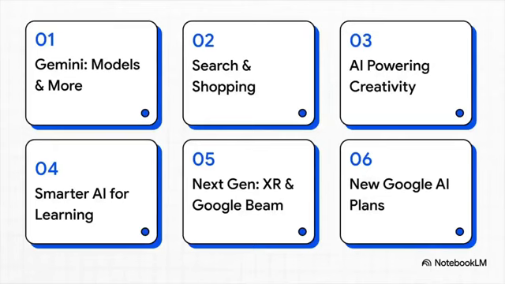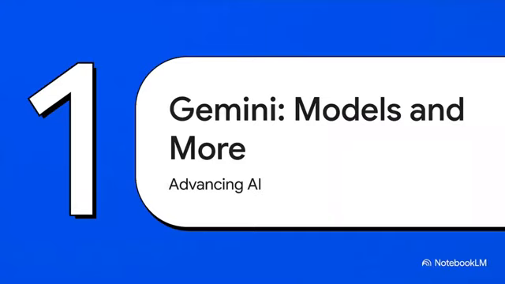So what's on the docket for our lightning tour today? Well, we're going to hit the big updates for the Gemini models, then see how search and shopping are basically being reinvented. After that, we'll dive into how AI is fueling creativity and making learning way smarter. Then a little peek into the future with Android XR and Google Beam, and we'll wrap things up with the new Google AI plans. Sound good? Let's go. Okay, first up, Gemini.